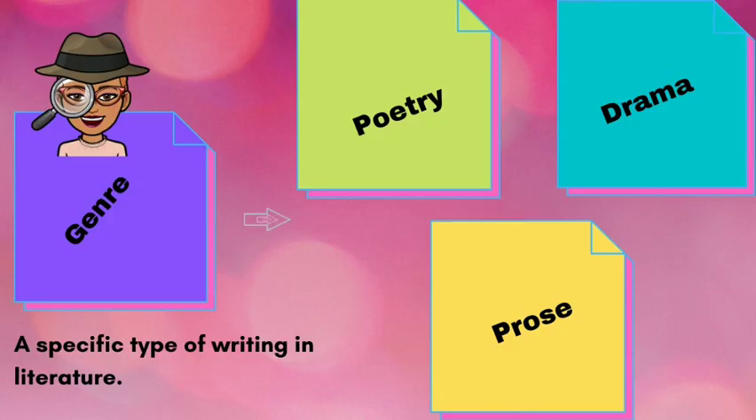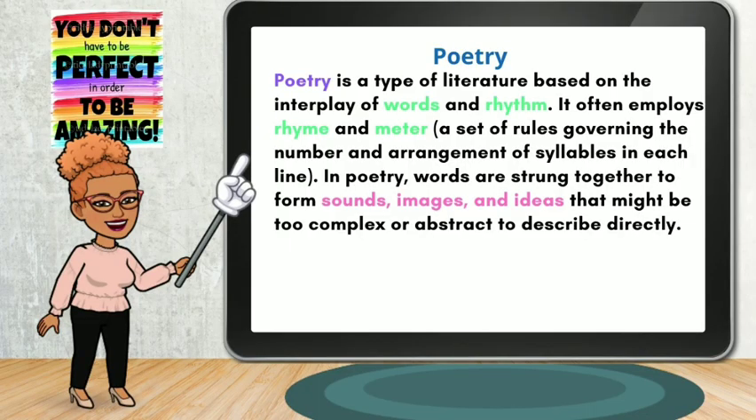Genre. A specific type of writing in literature. It can be poetry, drama, or prose. Poetry. Poetry is a type of literature based on the interplay of words and rhythm. It often employs rhyme and meter, a set of rules governing the number and arrangement of syllables in each line. In poetry, words are strung together to form sounds, images, and ideas that might be too complex or abstract to describe directly.